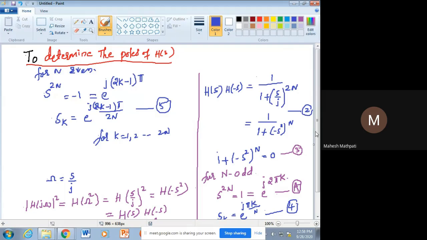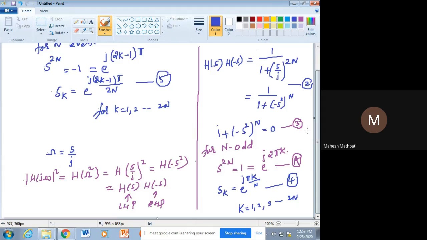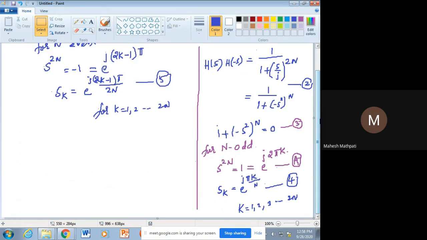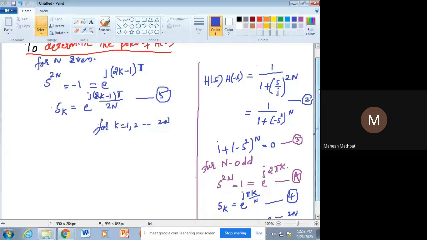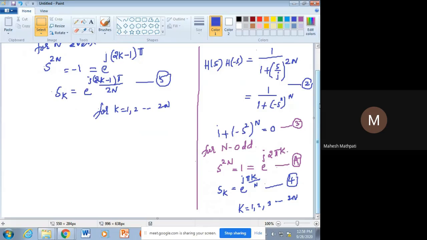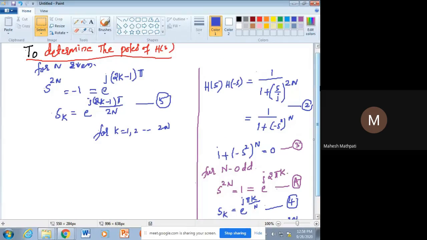So now we have calculated the roots for n even. Now let us take one particular value. Have you noted this up to equation 5? Any problem, any confusion here? Does anybody have any question here?